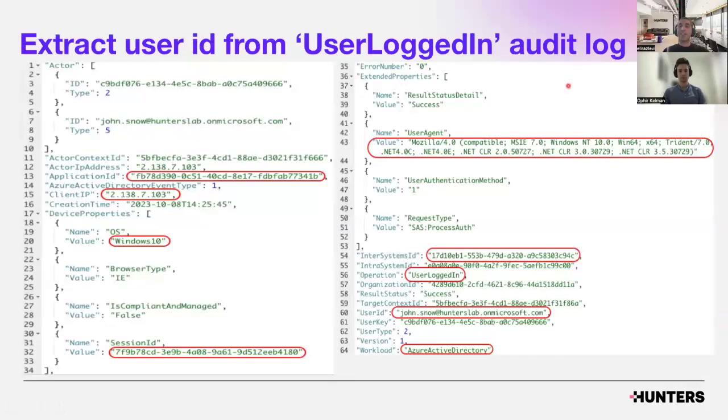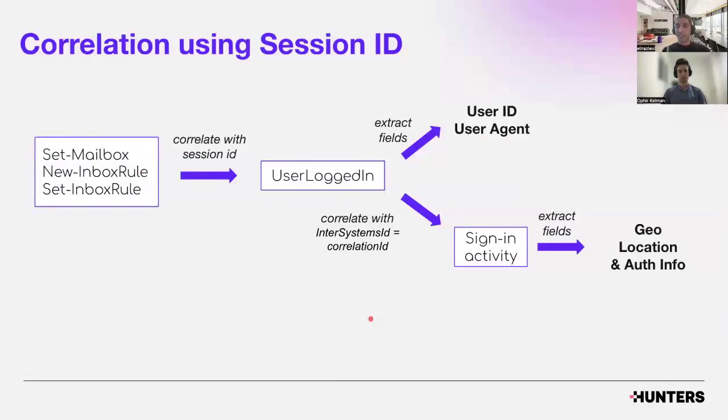And now we gain some interesting fields. For example, the user agent, which might be very interesting in some cases, and the user ID. And look, here the user ID is in a very structured format of an email address, and it's much more convenient to work with this event when the field is in this format. Another advantage we can get using a correlation is when we try to leverage the sign-in activity event.